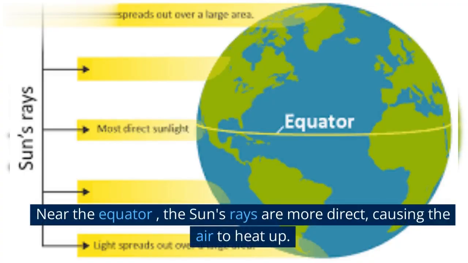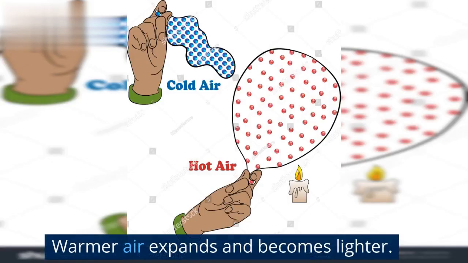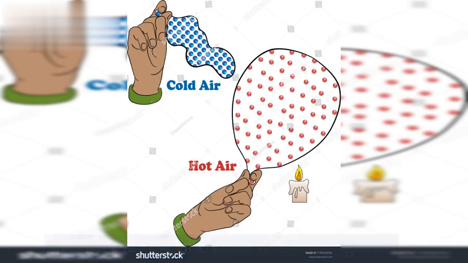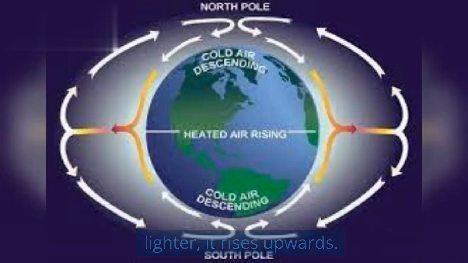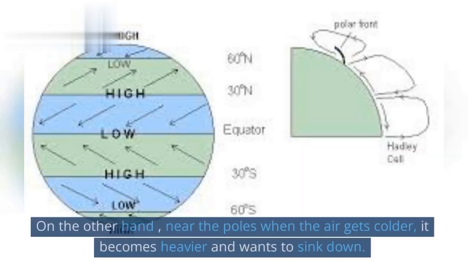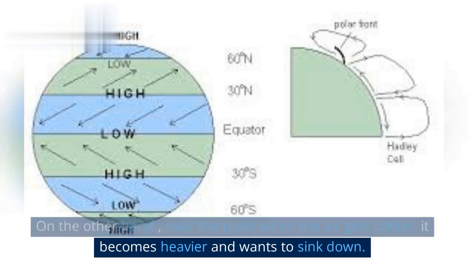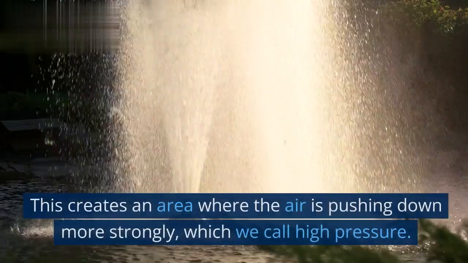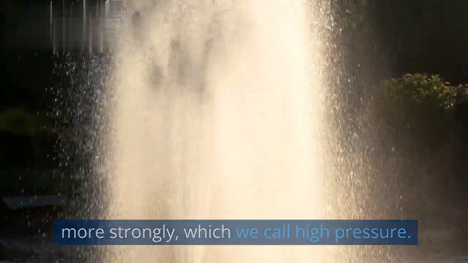Near the equator, the sun's rays are more direct, causing the air to heat up. Warmer air expands and becomes lighter. As the air near the equator gets warmer and lighter, it rises upwards. This creates an area of low pressure at the surface. On the other hand, near the poles, when the air gets colder, it becomes heavier and wants to sink down. This creates an area where the air is pushing down more strongly, which we call high pressure.